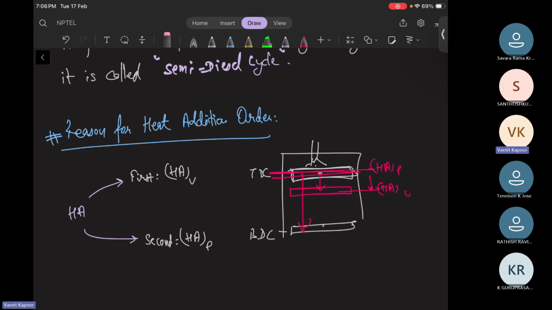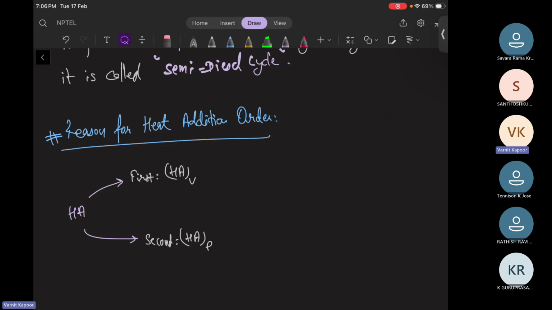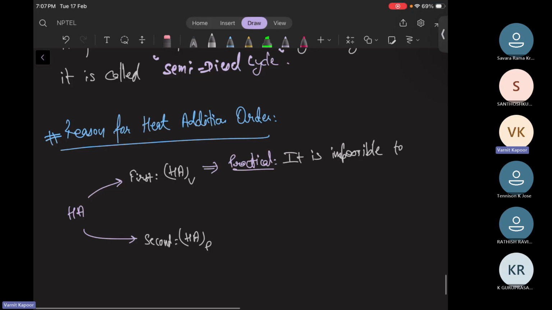Okay, let me write this. So the practical way to understand is that it is impossible to stop the piston midway. Second, in theoretical or graphical terms, I'll make a graph also.